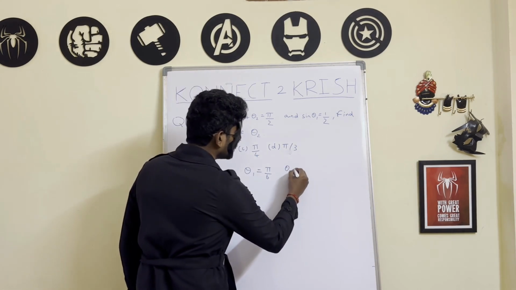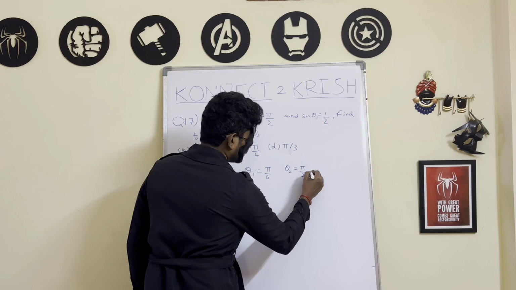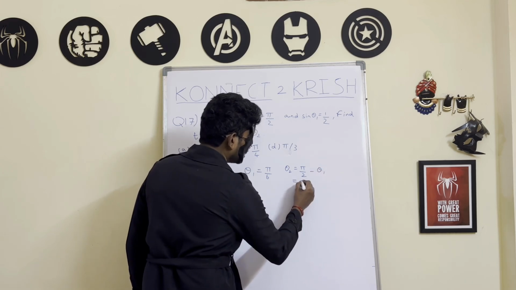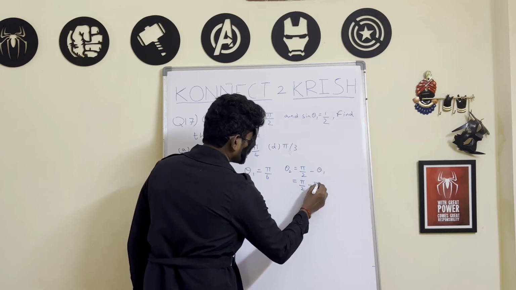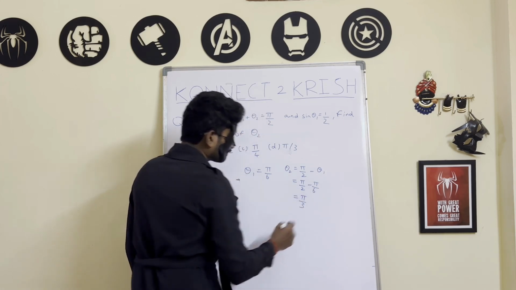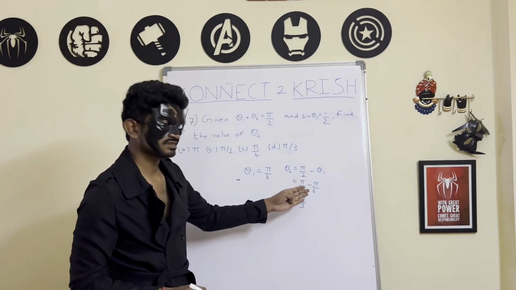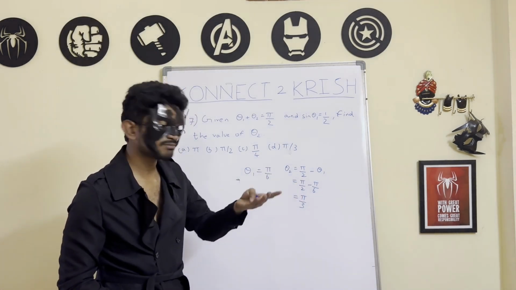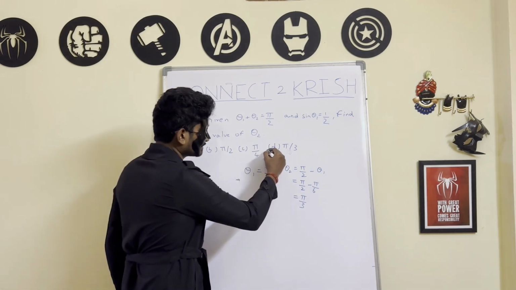Theta 2 is nothing but pi by 2 minus theta 1, which is pi by 2 minus pi by 6, which is equal to pi by 3. Or you can say 90 minus 30 is nothing but 60, and 60 is nothing but pi by 3. So answer D is right.